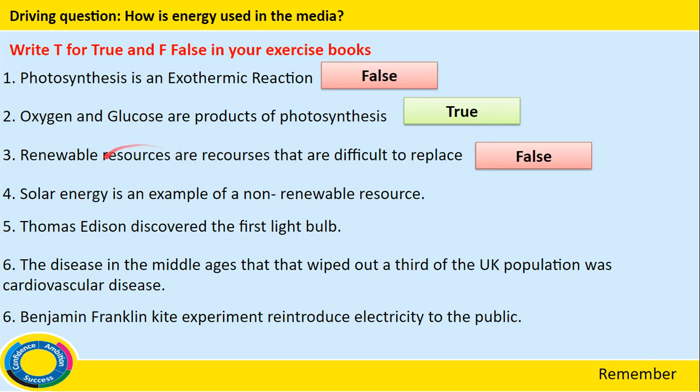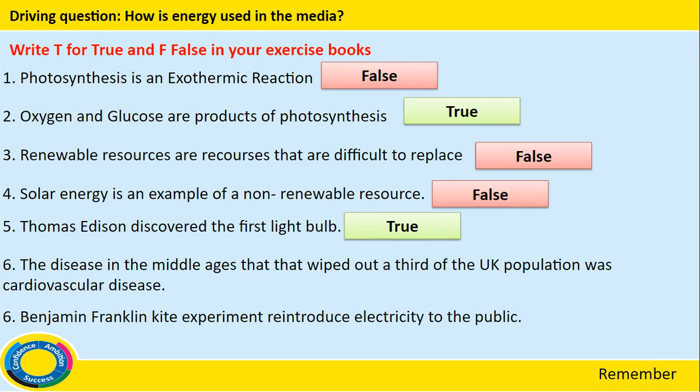Ignore that spelling error there. Number four, solar energy is an example of a non-renewable resource. That would be false. Solar energy is an example of a renewable resource because it can be replenished or replaced over time at the same rate as it's being used up. It's natural, okay? And number five, Thomas Edison discovered the first light bulb.